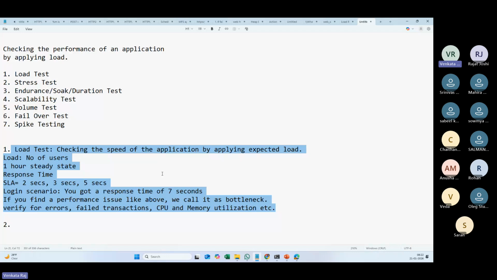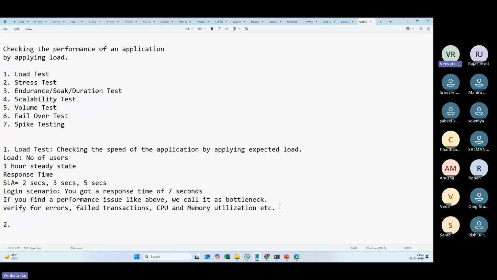So what is the criteria for a performance tester to decide whether it is a pass or fail? I will explain those points later on, but as with every test, the result will be either pass or fail or partial success. So as a performance tester, we need to derive and conclude whether a particular test is a pass or a fail or a partial success.